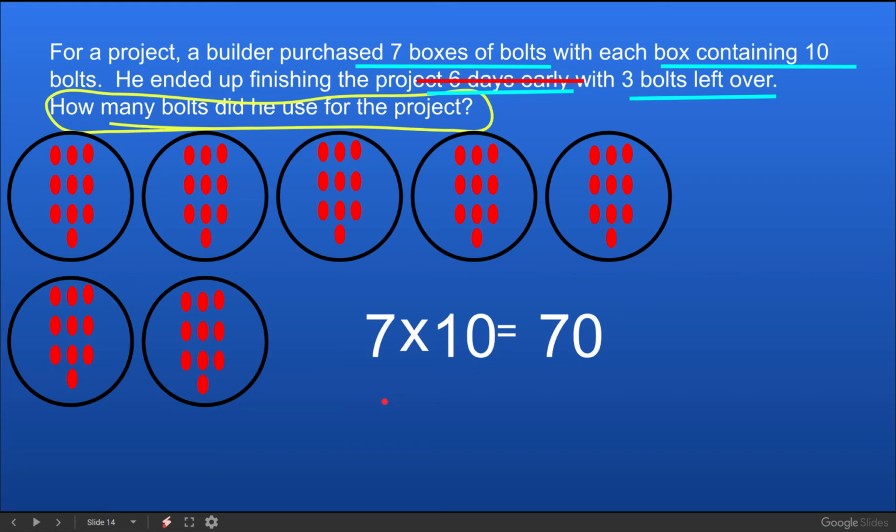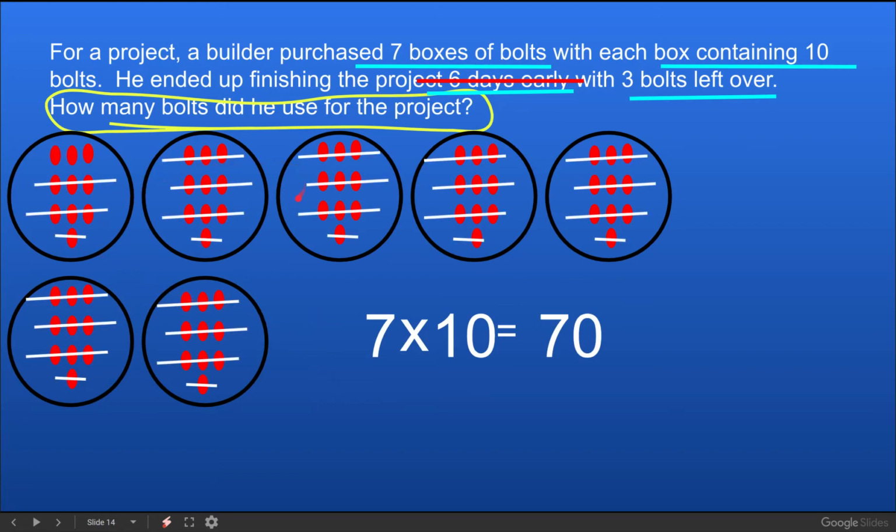Now it says he used all of them but 3. So what I'm going to do here is cross out every single one of my bolts except for 3. So these 3 bolts are the remaining ones. These are the ones that he has left over. Now the question that we're asked is, how many did he use? So what we need to do is take the total number 70 and subtract these 3 to figure out all these ones that I crossed off. Those are all the ones that he used. So we're going to take 70 minus 3 to figure out how many bolts were actually used in the project.